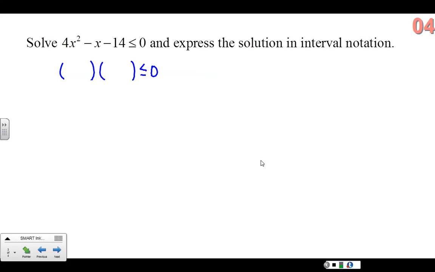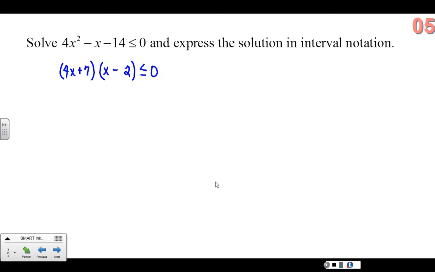So for the 4x squared, we could try 4x and 1x. And for 14, we could do 7 and 2. I believe that will work right here. 7 and 2. The outer would be 8, and the inner would be 7, so I can get the negative 1. So we need negative 2, positive 7. Let's make sure that works.